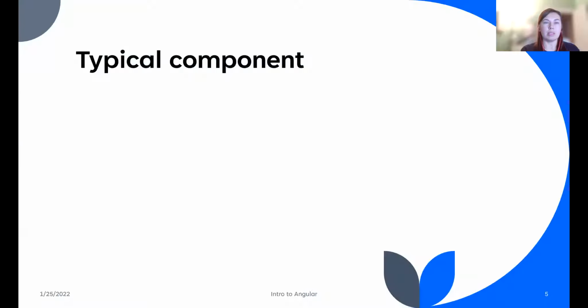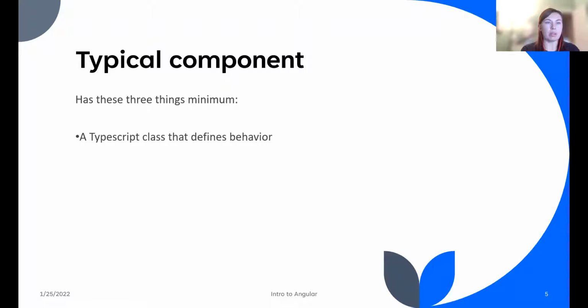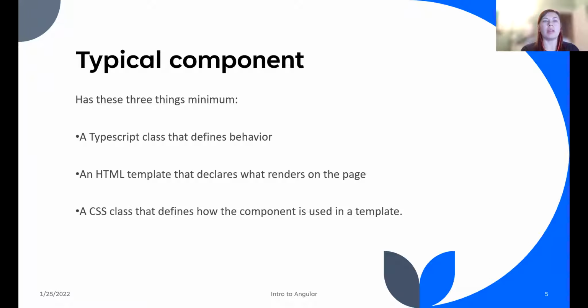Next, we talked about it being a component-based framework. If it's the building block, I think we should talk about what a component is. Components have these 3 things, just minimum. They can have more, but these are the 3 things that they're always going to have: a TypeScript class that defines the behavior, an HTML template that declares what's rendered on the page, and a CSS class that defines the styling of it. So let's take a look at one of these components.